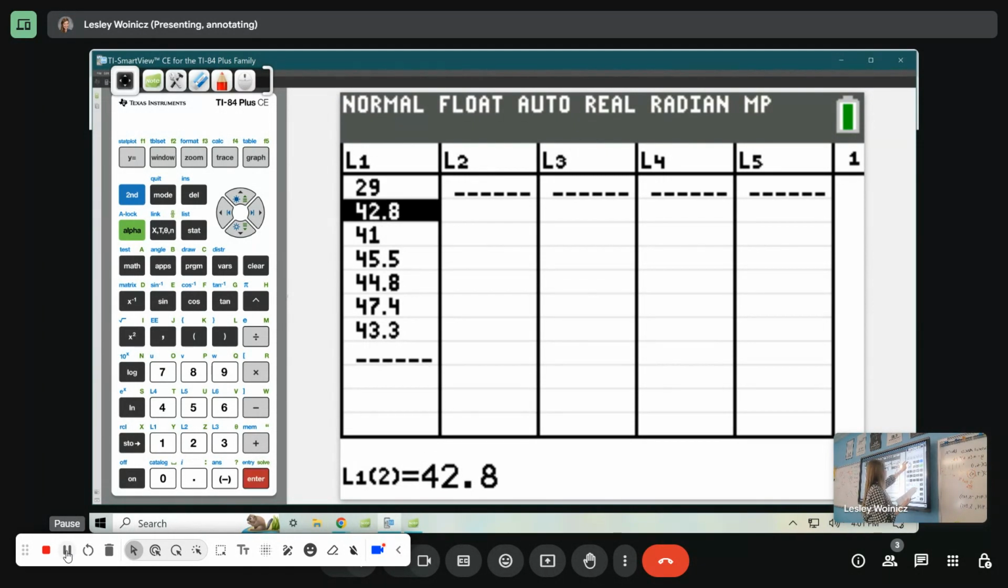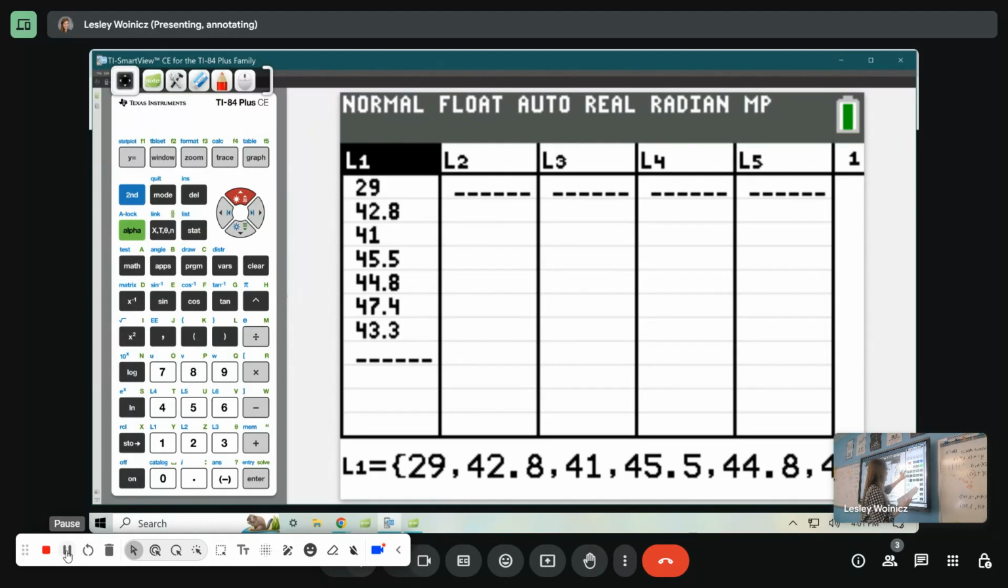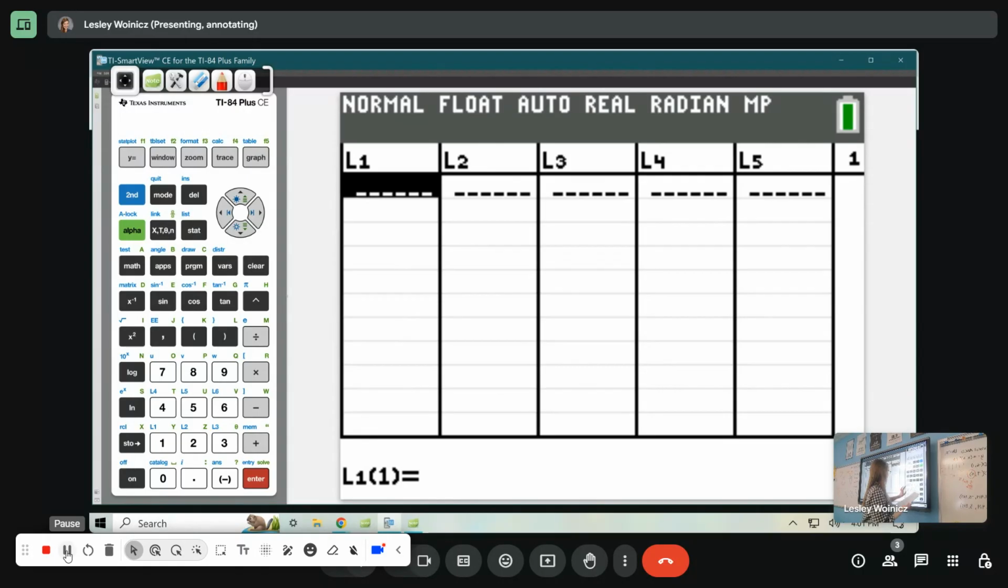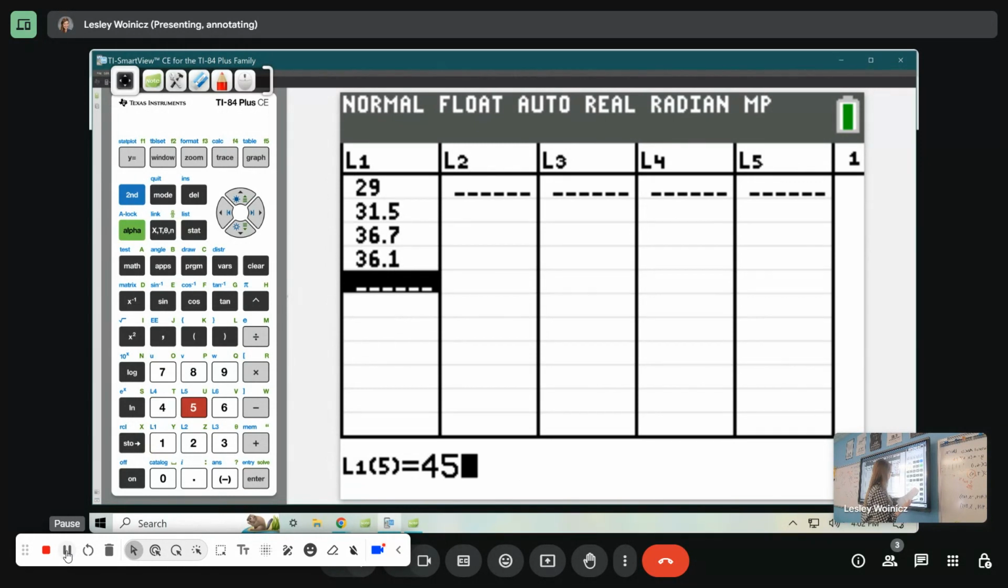Actually, I'm going to show you how to clear it. So you go all the way up to the top to list 1. Don't keep going, you gotta stop. List 1, you hit clear, and then you enter, and it clears your whole list. All right, 29, enter. 31.5, enter. 36.7, enter. 36.1, enter. 45.4, enter. 36.1, enter.